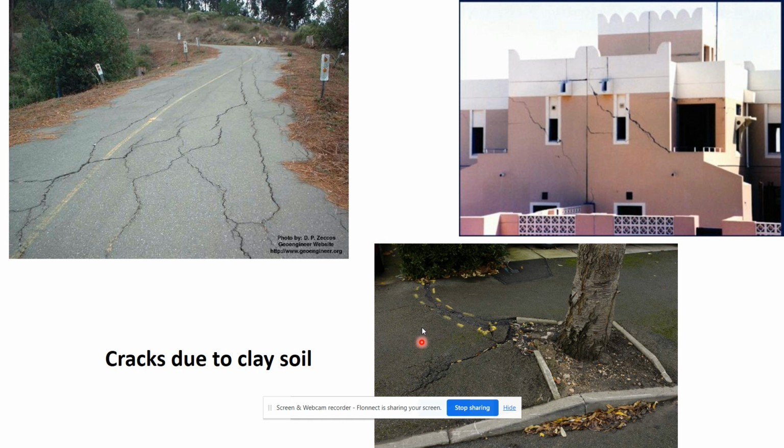Below the soil, there could be clay. Clay is a type of soil which will absorb water, just like a sponge, I can say. Not exactly, but just as a sponge absorbs water, a clay soil absorbs water. When it absorbs water, it increases in volume, so it will swell. Because of that, it will exert pressure on the structure above and cause cracks and distortions in the structure.